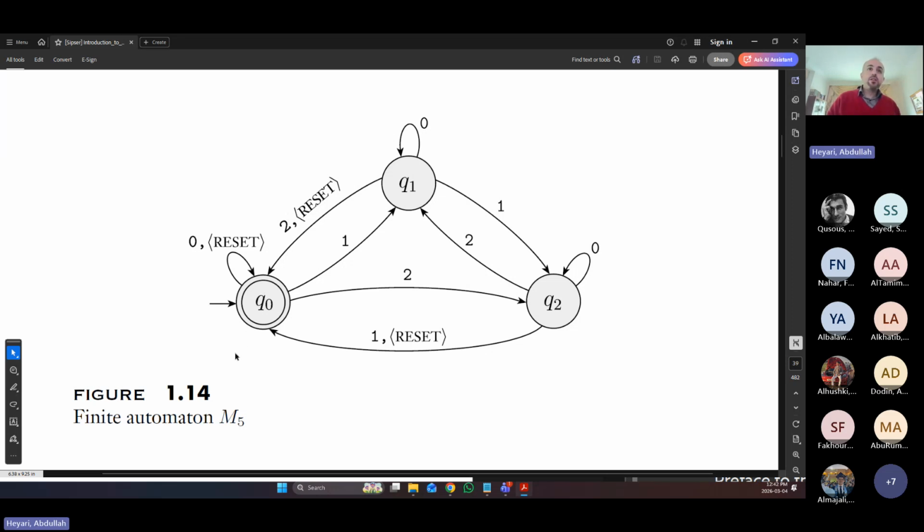Let's do it again. Starting from Q0, reading 1 would send you to Q1, reading 0 would keep you at Q1, reading a reset would send you back to Q0, reading 2 sends you to Q2, another 2 would send you to Q1, and another reset sends you back to Q0, followed by 0, you are still at Q0, then 1 going to Q1, then 2 back to Q0, you are accepted.